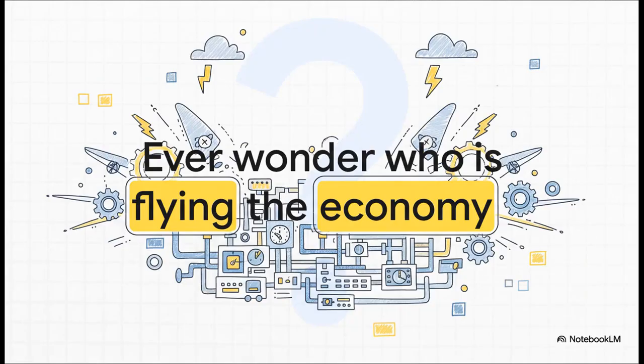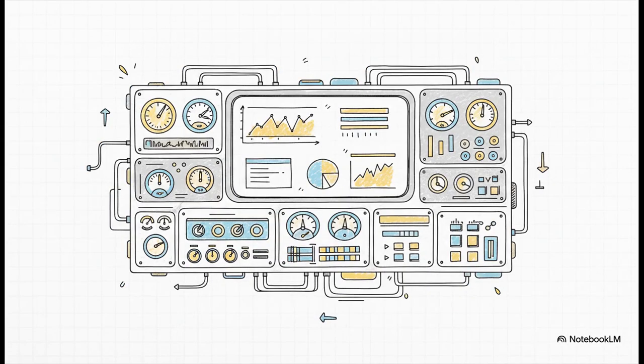You know, it can feel like this giant, complex machine with a mind of its own. But what if there was a way to actually see the controls? Well, today, we're looking at a classic tool economists use to do just that, the ISLM model. And yeah, you can think of it as the master dashboard for a country's entire financial health.